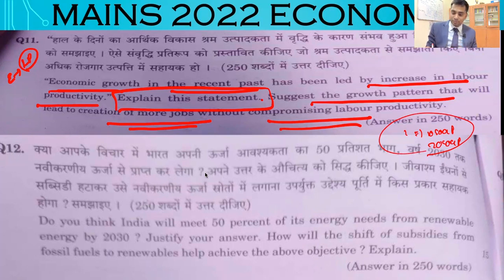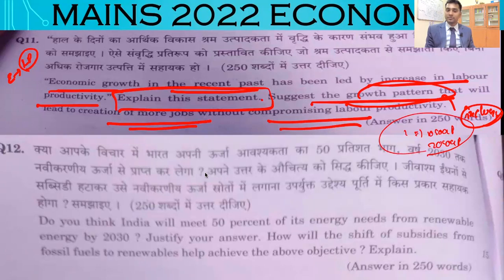The growth pattern has to be inclusive, and as a result, whatever factors contribute to the so-called inclusive growth, you can write there. And again, I say that this is not the perfect answer, but you can get some score by analyzing in this way. Again, no one can expect these types of questions. Now, the 11th question is somewhat tough compared to these 6 questions. Let's look at the 12th.